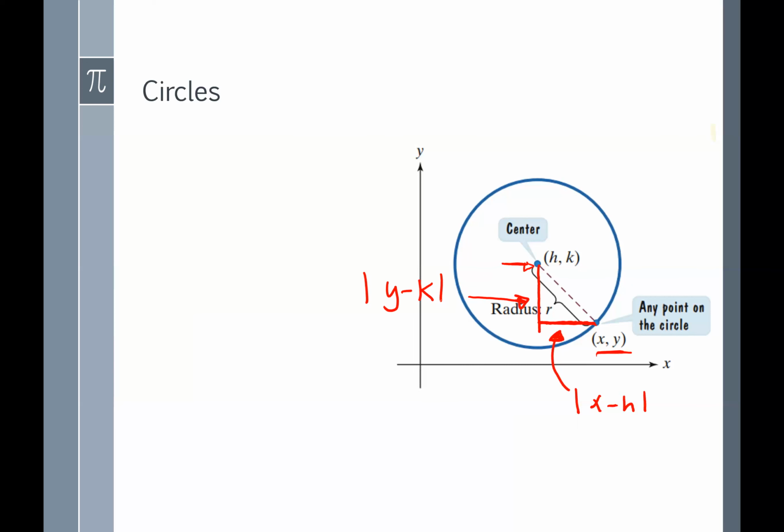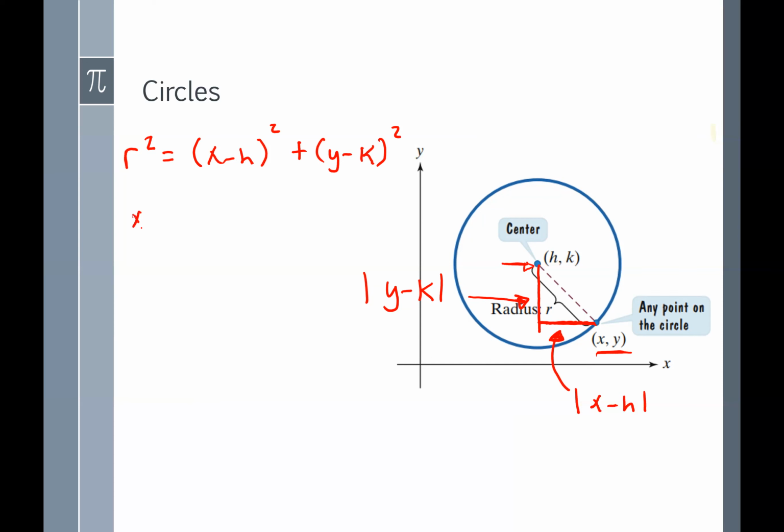Now, the Pythagorean theorem says that r squared will be equal to that horizontal length squared, which is the absolute value of x minus h. But as soon as I square it, I can drop the absolute value bars, because when I square a real number, I guarantee that it's positive. And then that vertical distance, the vertical leg of the right triangle, is going to be y minus k, squared. And that is the standard form of the equation of a circle.